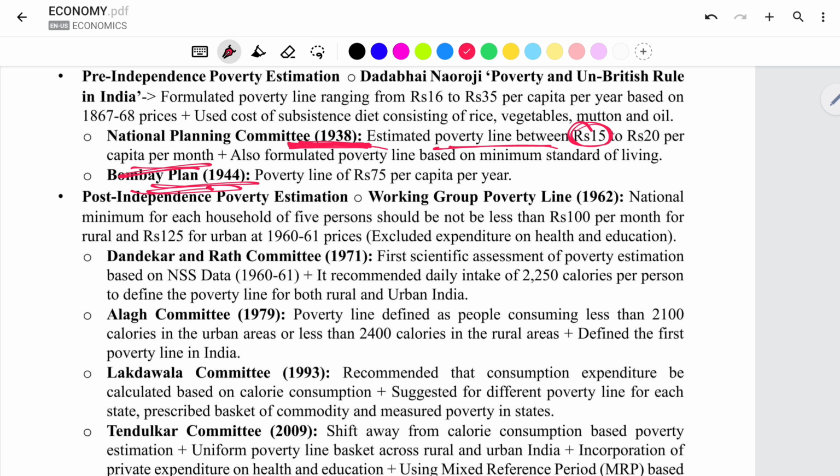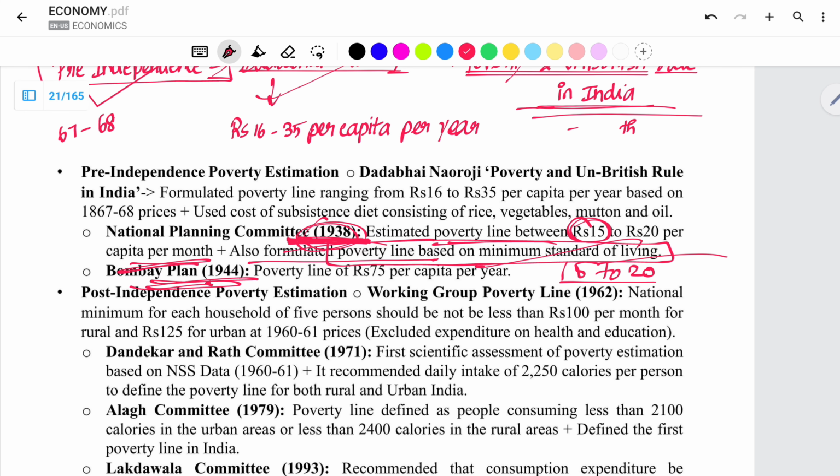Per month itself, what is required in 1938? 15 rupees to 20 rupees per capita per month is required. They also formulated the poverty line based on the minimum standard of living. So here itself we are having the standard of living. What we have to remember for the exam.